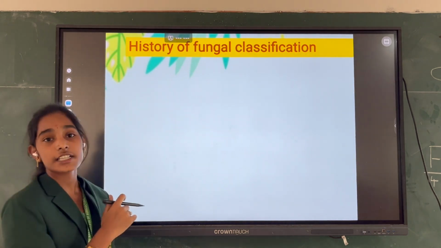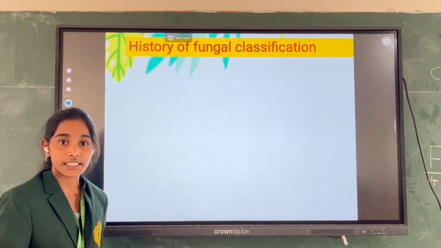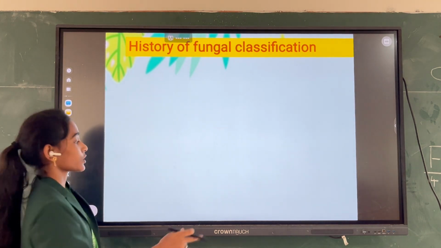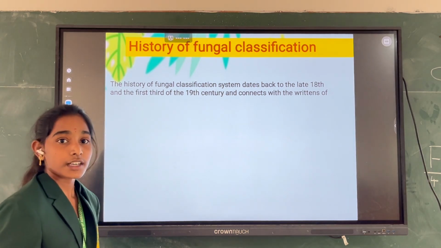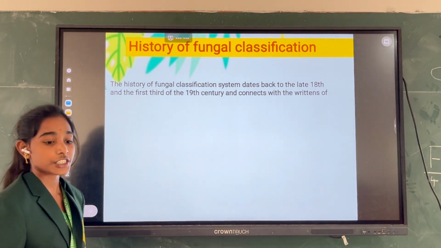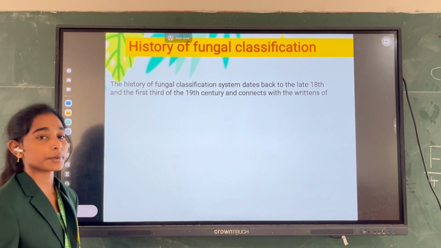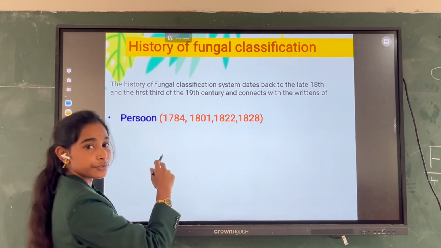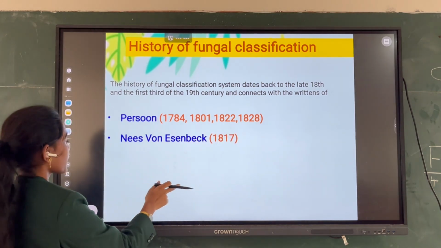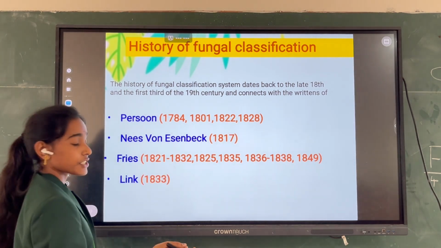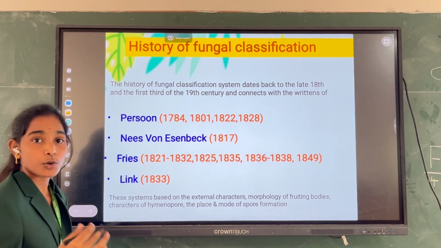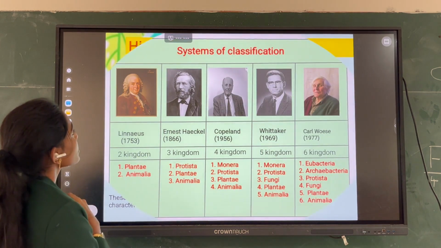Now we are going to learn about the history of fungal classification. The scientist Carolus Linnaeus, who is generally considered the father of taxonomy, gave the ideology of fungal classification. The history of the fungal classification system dates back to the 18th century until the first third of the 19th century. During this period, various contributions happened. Persoon, in the years 1784, 1801, 1822 and 1828, made some contributions, followed by Nees von Esenbeck, Fries and Link, who gave classifications based on external characters, morphology of fruiting bodies, characters of the hymenophore, and the place and mode of spore formation.